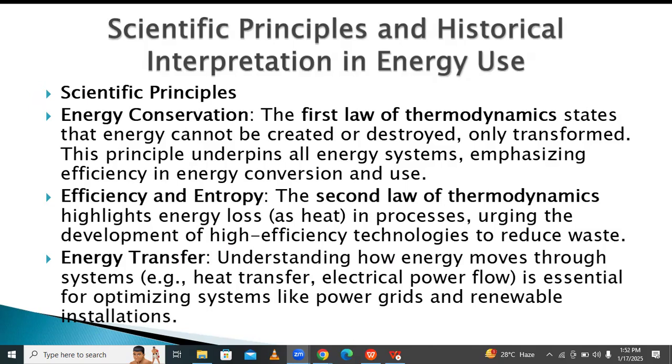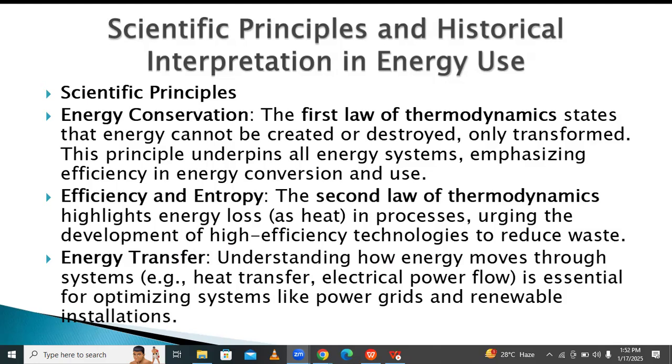Next, efficiency. While transferring energy from one form to another, energy loss takes place. That comes under efficiency, so losses deal with efficiency. More losses, less efficiency. Less losses, high efficiency. This is also one of the major scientific principles. So we are always looking for low-loss, high-efficiency systems for energy use.